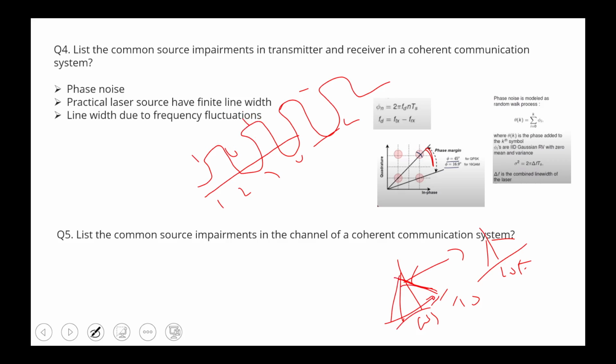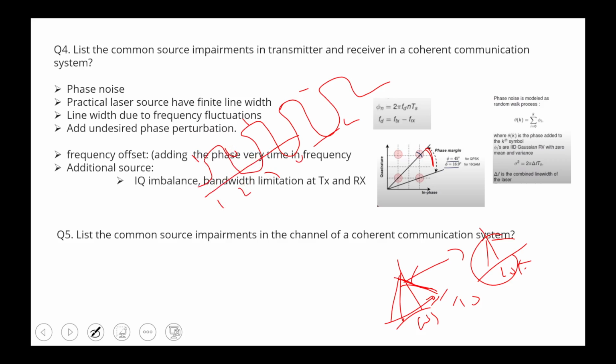Line width is due to frequency fluctuation, some change in frequency, where delta w equals ws minus wlo. So it will be decreased or increased due to the frequency fluctuation. We can minimize the line width of that signal, through which we can cancel that phase noise and the undesirable phase distortion.